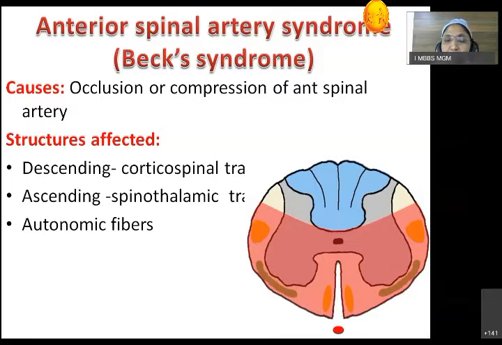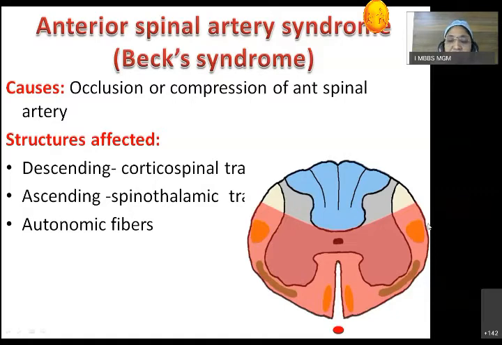What are the conditions which cause compression of the anterior spinal artery? The artery can be compressed because of any tumor, or it may be occluded because of formation of a thrombus. So whenever there is occlusion or compression, or any part of the spinal artery is damaged, it will affect that particular part of the spinal cord. As the anterior spinal artery supplies the anterior two-thirds of the spinal cord, most of the structures present at that level are damaged.